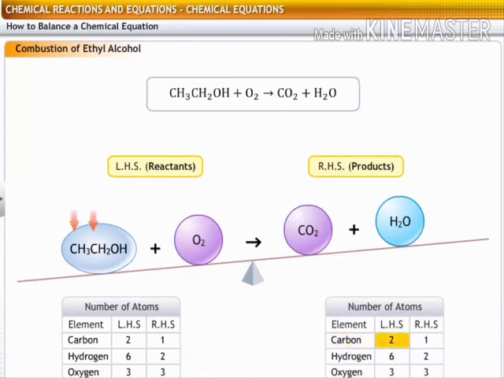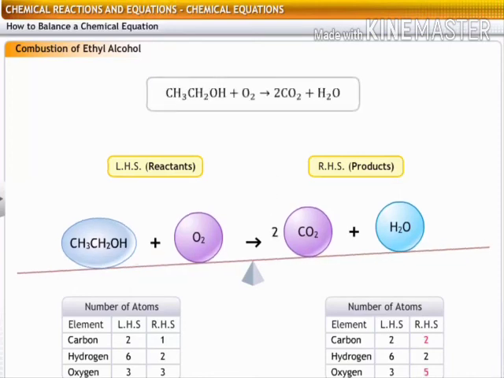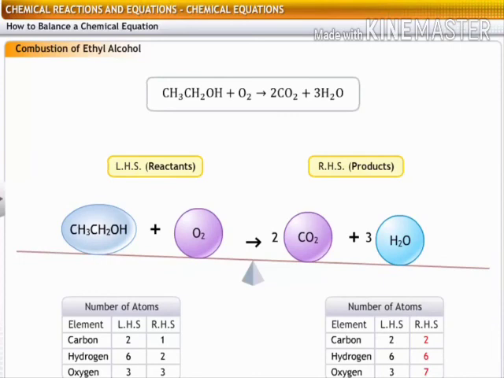There are 2 atoms of carbon on the reactant side, but only 1 atom on the product side. So to balance this, add the coefficient 2 before carbon dioxide on the right-hand side. Now, let's consider the next element, hydrogen. There are 6 atoms of hydrogen on the reactant side and 2 atoms on the product side. To balance this, you need to place the coefficient 3 before H2O on the product side. Now, as you can see, hydrogen has been balanced.